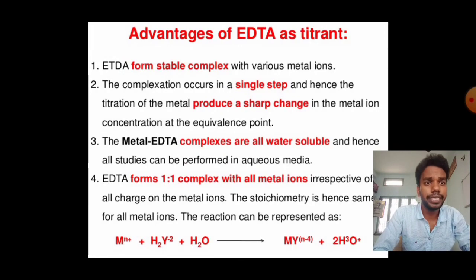Advantages of EDTA as a titrant. Why are we using EDTA in forming complexes? EDTA forms stable complexes with the various metal ions because EDTA is a strong complexing agent. So it's not ETTA, it's EDTA, just correct it. EDTA forms very strong complexes with the various metal ions. The complexation occurs in a single step, and hence the titration of the metal produces a sharp change in the metal ion concentration at the equivalence point. So we can observe a sharp color change at the end point.